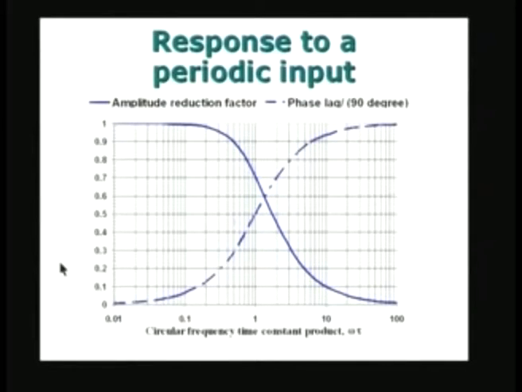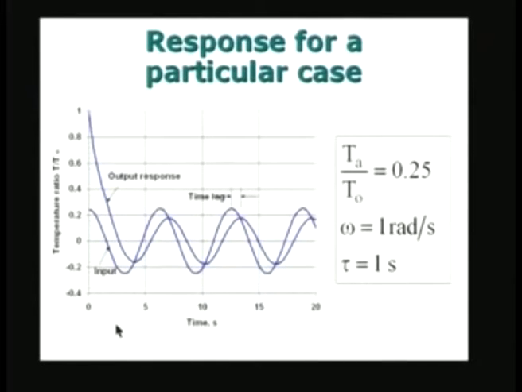So the typical case I take, for which I can plot the response in the real time temperature time graph, so that we can appreciate what is going on. So if I have the temperature ratio T divided by T naught plotted as a function of time, and the input is Ta by T naught equal to 0.25. This is the amplitude, 0.25 times the initial value, and the omega is 1 radian per second. I have just taken a particular case, and tau equal to 1 second, so that omega tau product is equal to 1 in this particular case.